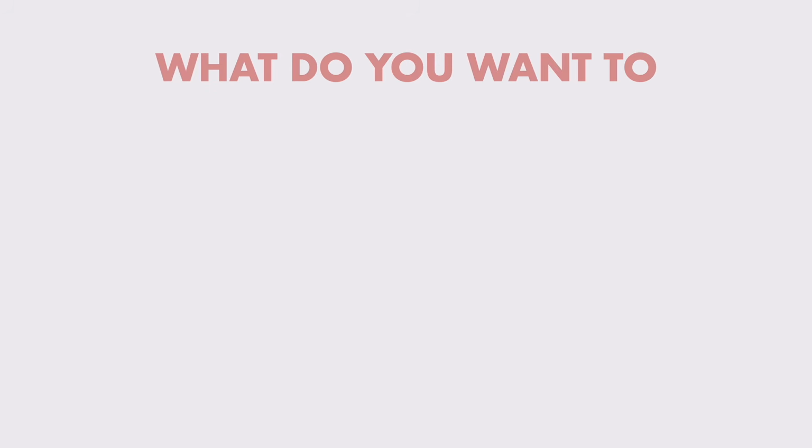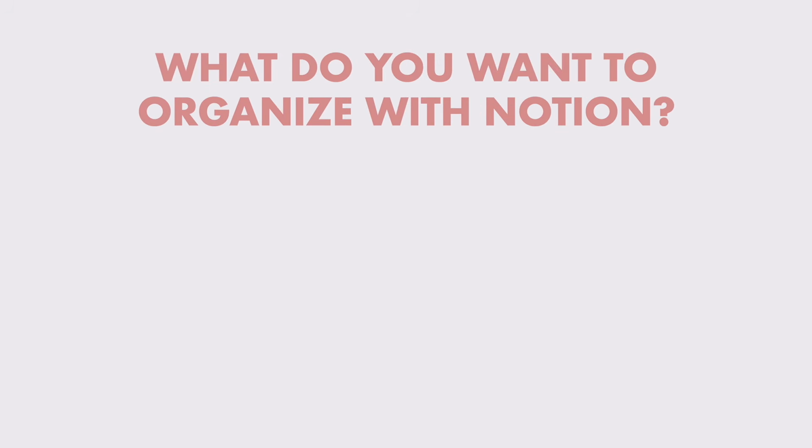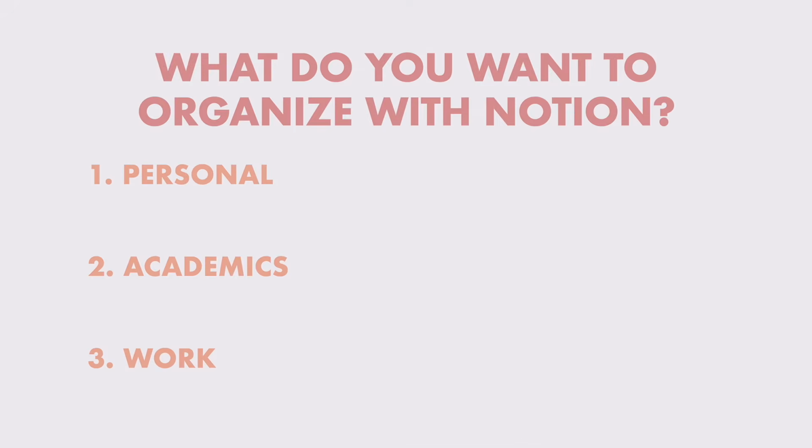Notion. For me, there are three aspects of my life that I want to manage: my personal, my academic, and my work lives. Under each of these areas, list down specifically what you want to organize. So for my personal life, I would want to organize my routines and my schedule. For my academics, I would organize my courses and my deadlines. For my work life, that would include anything and everything that's part of my workflow of content creation.